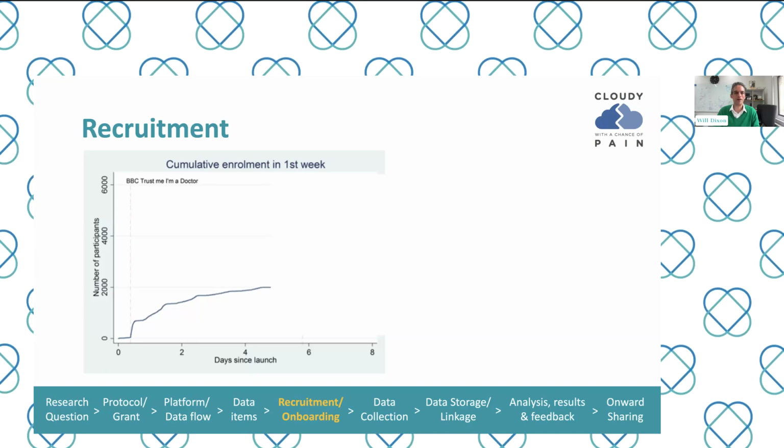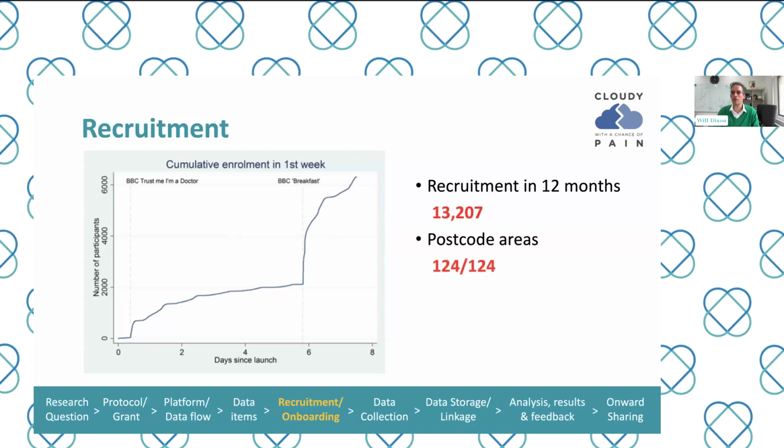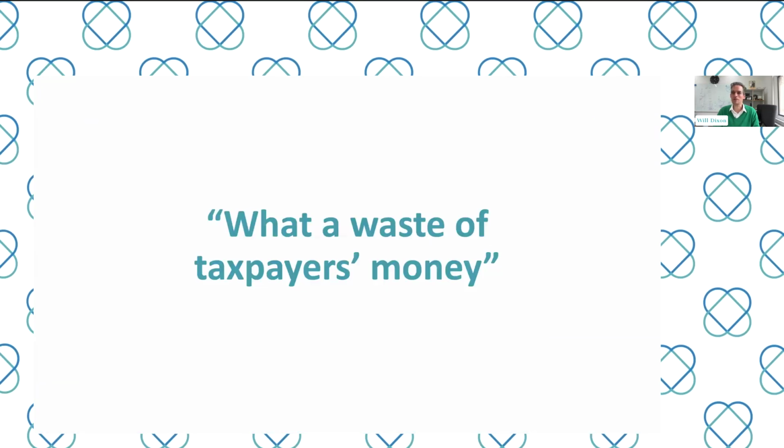Once we aired with BBC Breakfast, we had this odd graph shape of vertical recruitment where we were recruiting 1 person per second. And ultimately, we recruited over 13,000 people across the country from every single postcode area in the UK and collected 5.1 million symptom scores. Now, we started patting ourselves on the back at that point, but then this happened.